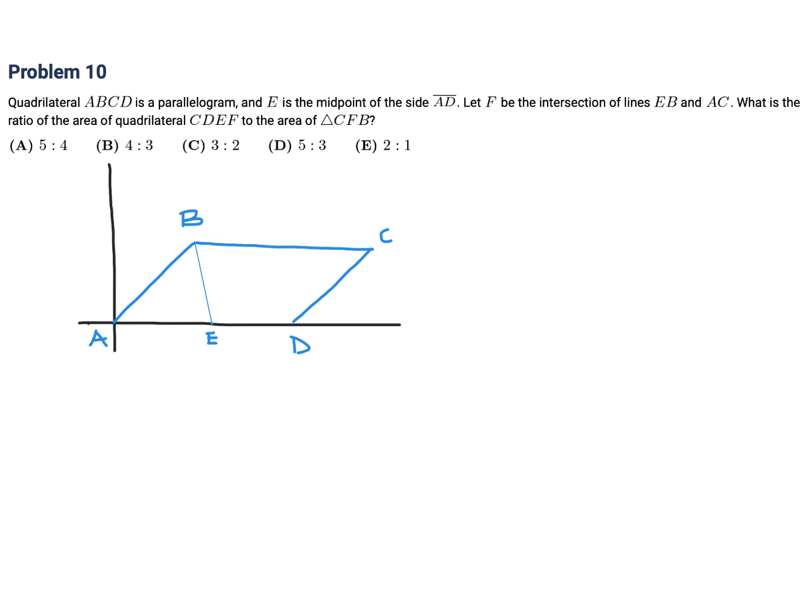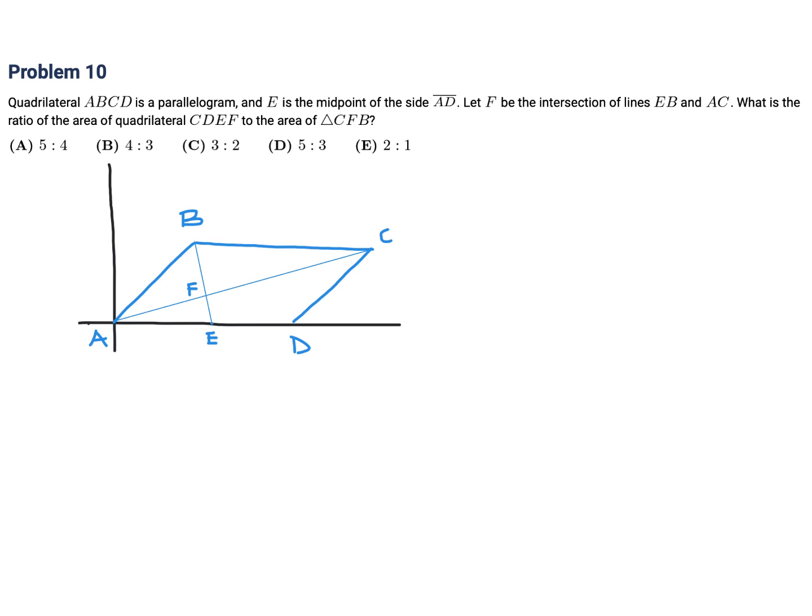EB and AC. Okay, so the absolute diagonal there. And then that intersection is being called F. Okay, I got it. Oh boy, so then what do we do here? What are we trying to do?